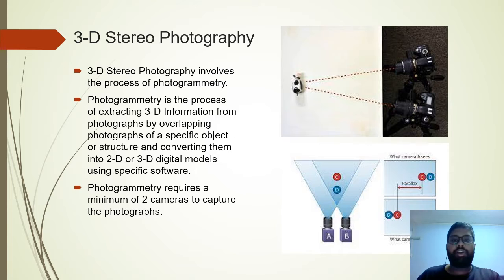3D stereophotography is a process involving mainly photogrammetry. Photogrammetry is the process of extracting 3D information from photographs by overlapping photographs of a specific object or structure and converting them into 2D or 3D digital models using specific software. Photogrammetry requires a minimum of 2 cameras to capture the photographs.